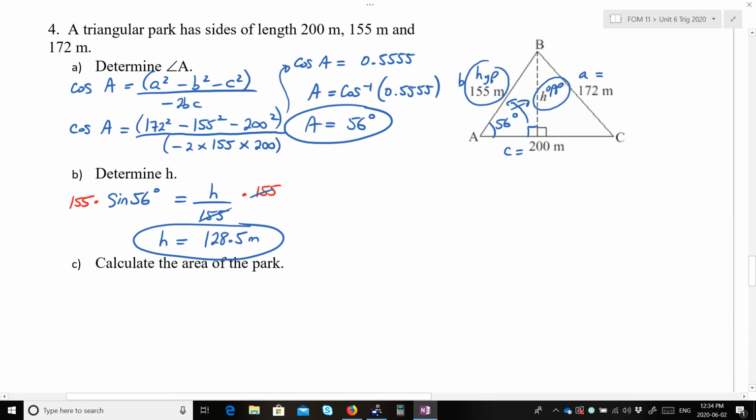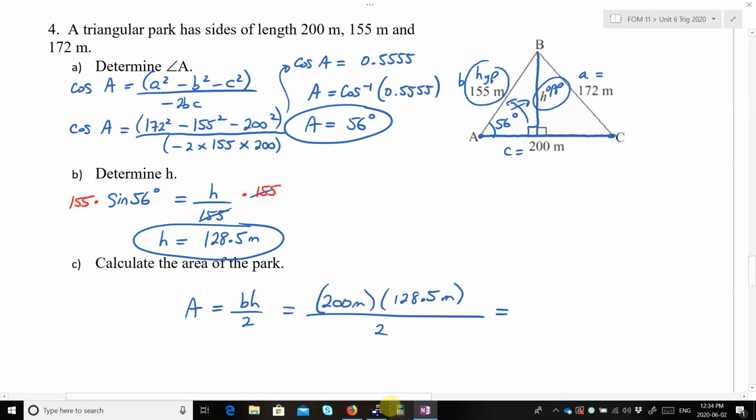Calculate the area of the park. It's a triangular park. The area of a triangle is base times height divided by 2. The base is this. There's the base, and there's the height, h. So the base is 200 meters. The height is what we just figured out in part B, 128.5 meters, and then divide that by 2.